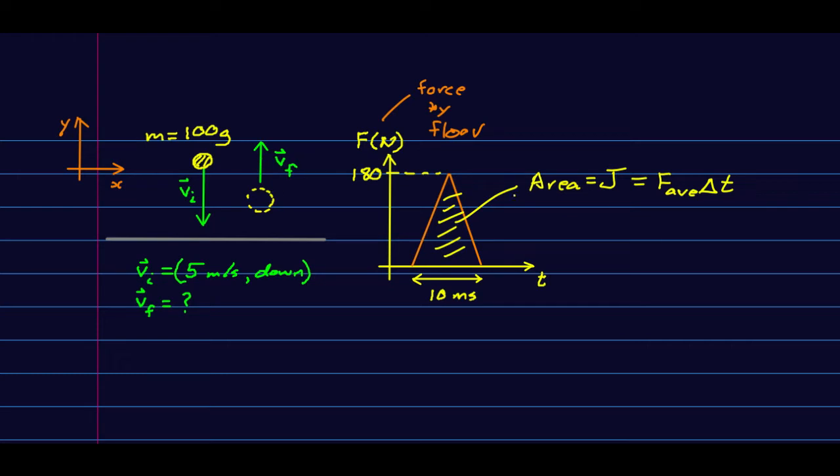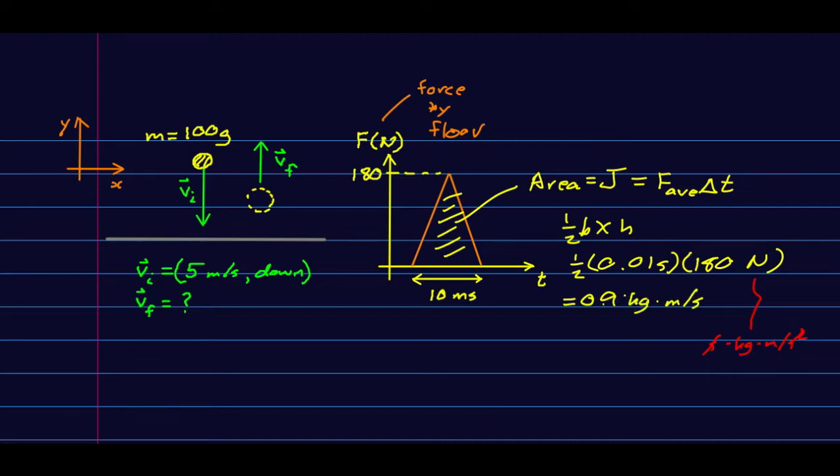So if we want to get this vf, we can use this. So let's calculate this area. It's a triangle, right? And so it should be a half base times height. And that base is 10 milliseconds. Be careful of units, right? You always want to work in seconds, kilograms, and meters. And the height is 180 newtons. Now let's just look at the units here. A newton is a kilogram meter per second squared, and we're multiplying that by seconds, so seconds take out seconds, and we're going to get an answer that is in kilogram meters per second, and it's going to come out as 0.9 kilogram meter per second.